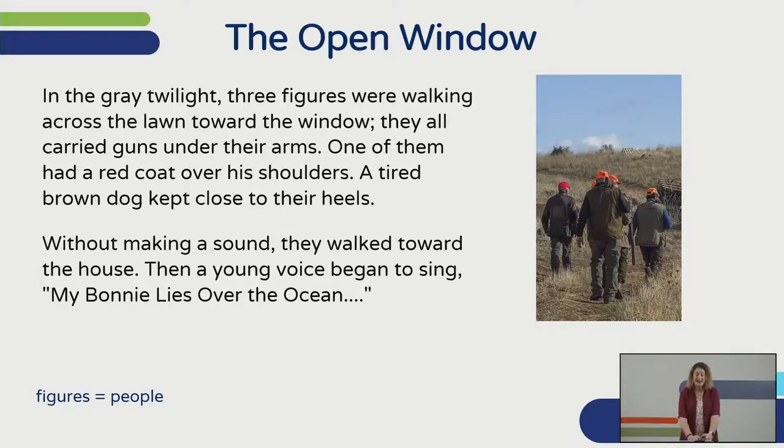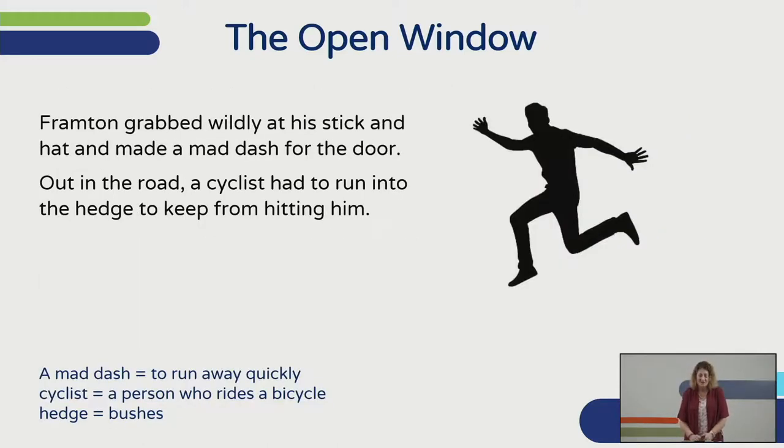In the gray twilight, three figures were walking across the lawn toward the window. They all carried guns under their arms. One of them had a red coat over his shoulders. A tired brown dog kept close to their heels. Without making a sound, they walked toward the house. Then a young voice began to sing, "My bonnie lies over the ocean." Frampton grabbed wildly at his stick and his hat and made a mad dash for the door. Out in the road, a bicyclist had to run into the hedge to keep from hitting him.